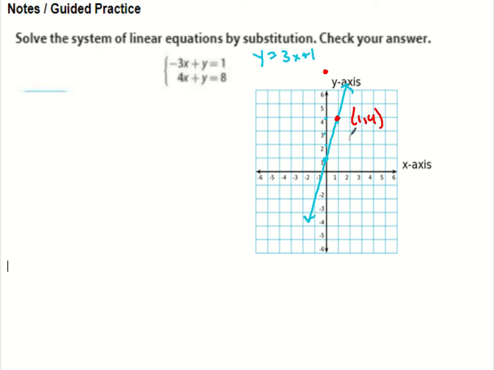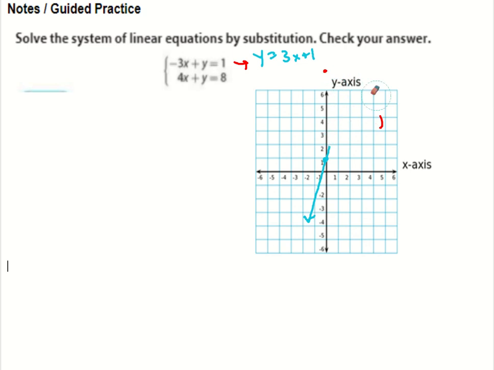But what happens is we don't always have a graph in front of us, and it's not always very efficient to use a graph when the numbers are larger and they're harder to graph. So the substitution method is to do it without graphing. So with substitution, what we're going to do is we need to have a variable by itself. So we need to have something to be y equals or even x equals, or the variables by itself. So what I did is I changed this one to this, so now I have the y equals right here.